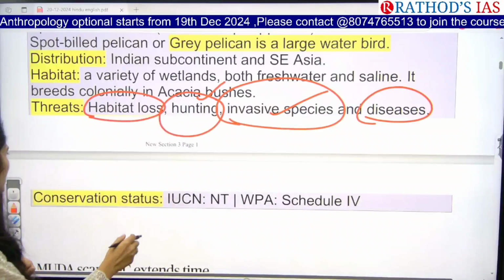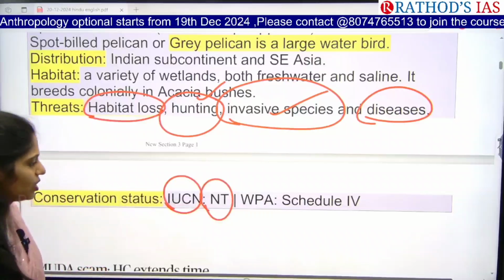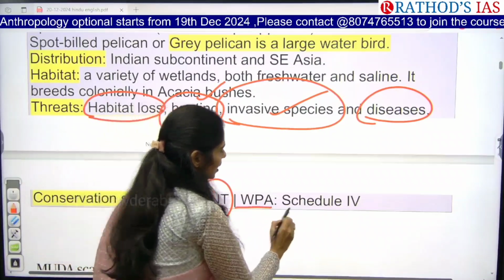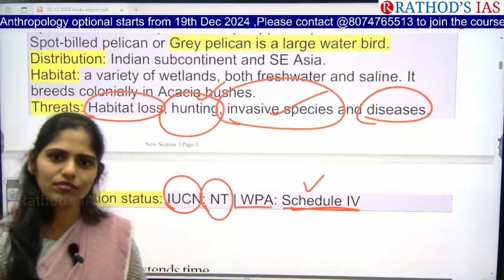And next one here is in the IUCN, they are listed under Not Threatened. And next one is in the Wildlife Protection Act, they are listed under Schedule 4. Okay, so these are the things that you have to see from this article.